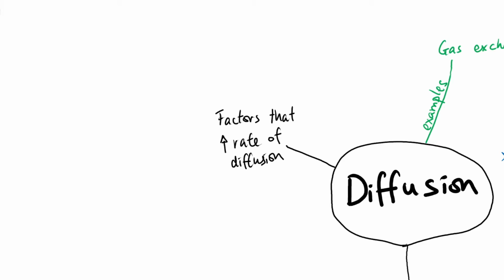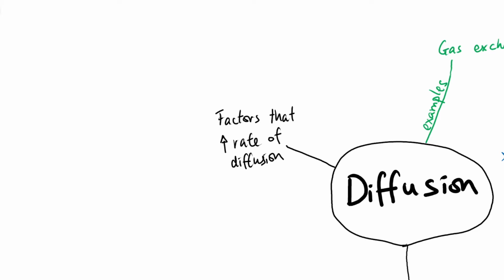Another common question that is often asked is, what are the factors that affect the rate of diffusion, and specifically how do we increase it? Because diffusion happens in a lot of different places. Like I said, gas exchange. It could be any other chemicals that are moving in and out of cells, or any exchange surfaces such as the alveoli and the villi as well.